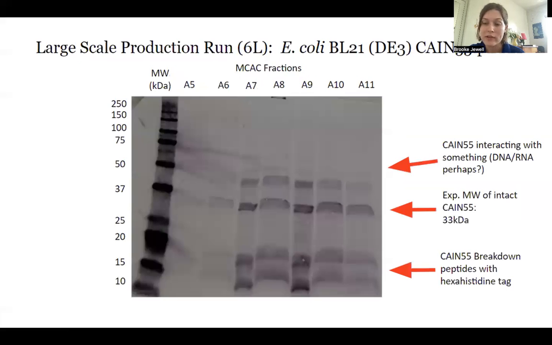We also ran a Western blot in order to test identity. So like I said, the gel is going to test purity, and Western blot will test for identity. Since Cain-55 has a molecular weight of 33 kilodaltons, we can know that this is Cain-55. Also, at a higher molecular weight, we can see that Cain-55 is interacting with something else. We don't know what it is. Like I said, Cain-55 is shown to bind to NusA, so it could be interacting with DNA or RNA. We don't know. And down here, we can also see that Cain-55 is breaking down, since it is at a lower molecular weight.